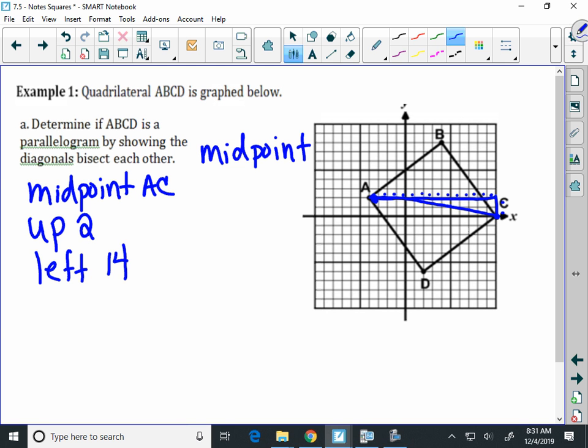So when we're finding the midpoint here, instead of going up 2, we're going to go up 1, half of 2. Instead of going left 14, we're going to go left 7. So I'm going to start at C, because that's where I started before. I'm going to go up 1, and then 1, 2, 3, 4, 5, 6, 7. So it looks like our midpoint here is (3, 1).